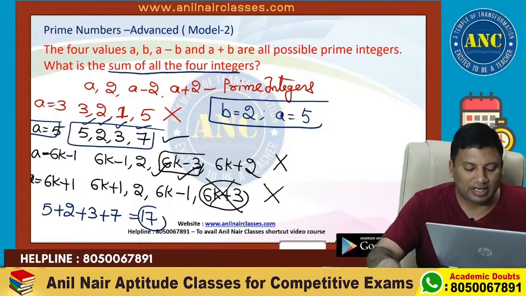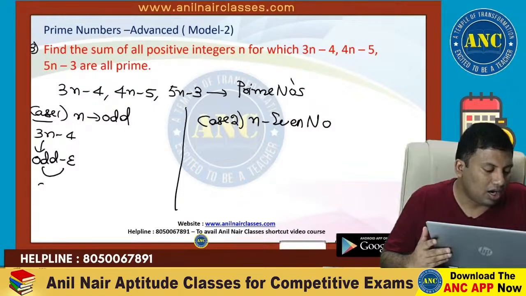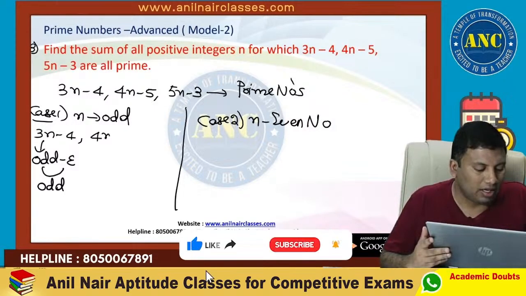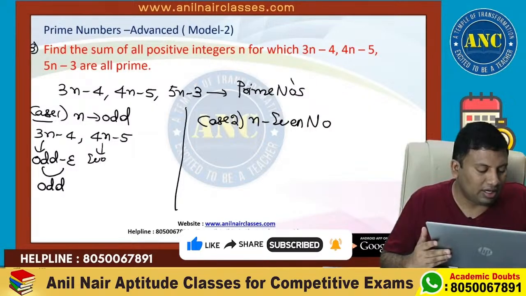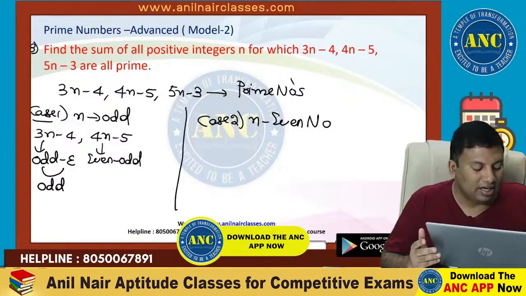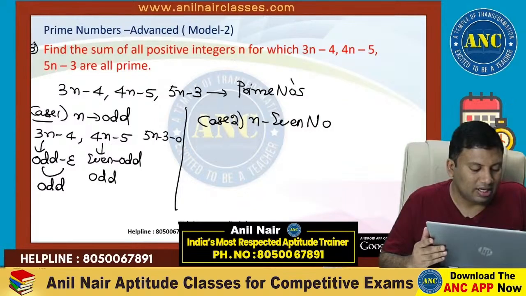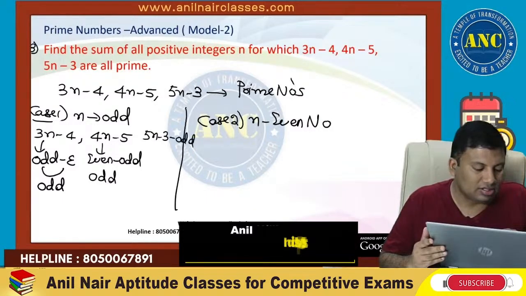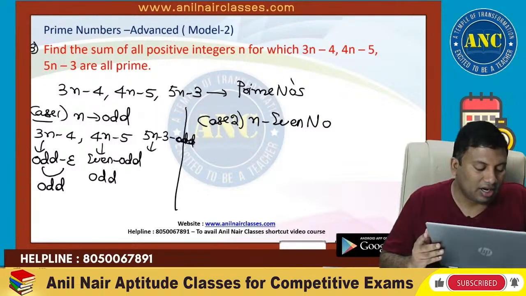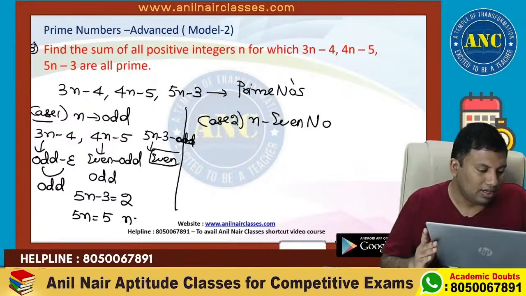5 plus 5, 10, 10 plus odd into odd, odd. 4 is an even number. Odd minus even is odd, possible. 4n minus 5: nothing into even, even, minus 5. 5 is an odd number. So, even minus odd, it is odd. 5n minus 3, it is odd. These 5n minus 3, odd into odd, odd. Odd minus odd, even. I hope the idea is clear. So, what is the only even number? 5n minus 3, it is 2. 5n equivalent to 5, n equivalent to 1.